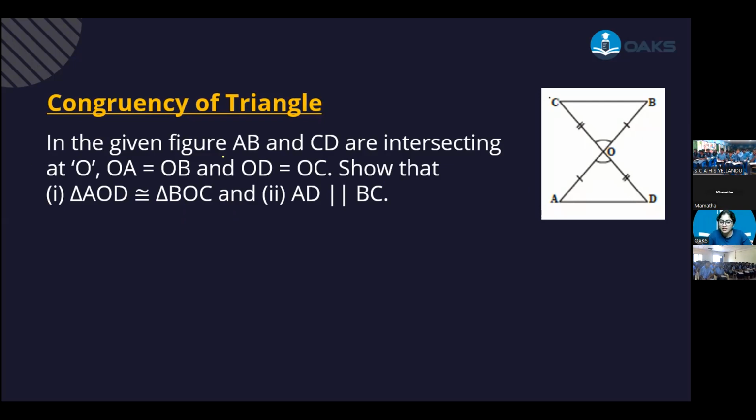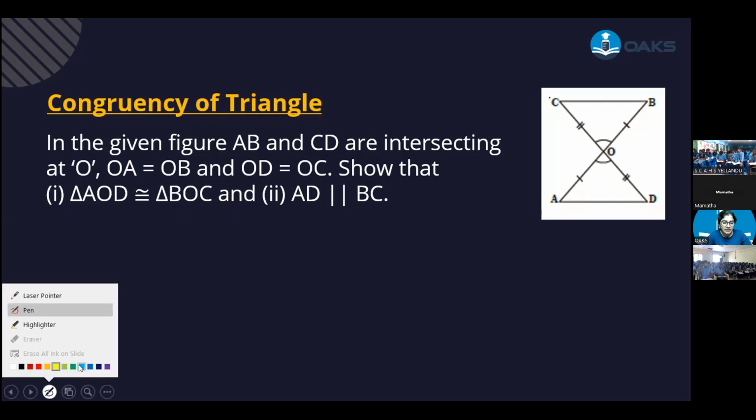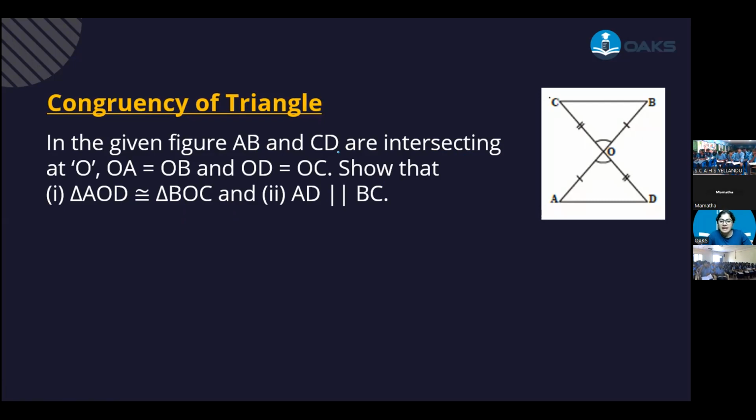In the given figure, AB and CD are intersecting at O. As you can see, this is AB, this long segment, and this is CD. It is intersecting at point O. OA is equal to OB. This single line states that these two sides are equal. OD is equal to OC. OD is this and OC is this.